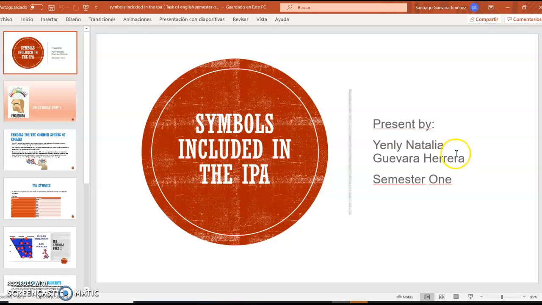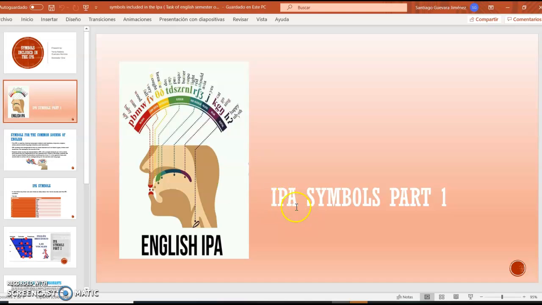And today I come to explain about the symbols included in the IPA and its pronunciation and sound. IPA symbols, part 1.